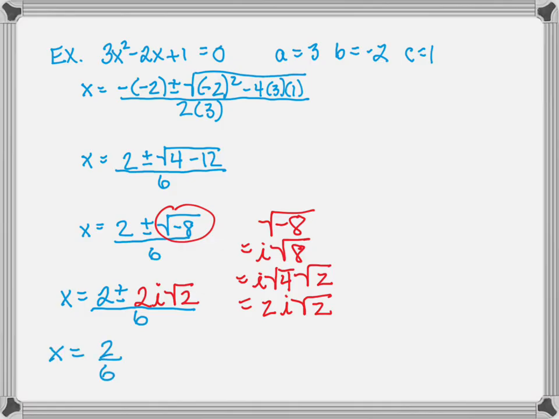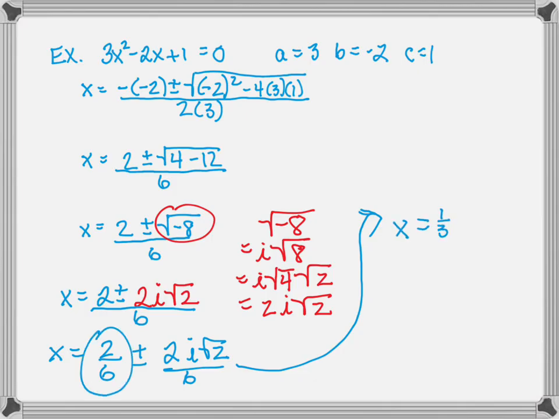And we'll simplify this into two separate fractions. So we've got 2/6 plus or minus 2i radical 2 over 6. Let's simplify this. So x equals 2/6 simplifies to 1/3. And then over here, the 2/6 also simplifies to 1/3. We've got 1 radical 2 over 3i, but we don't need to put the 1. So we've got 1/3 plus or minus radical 2 over 3i. And those are our solutions.